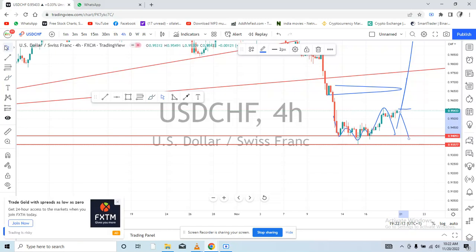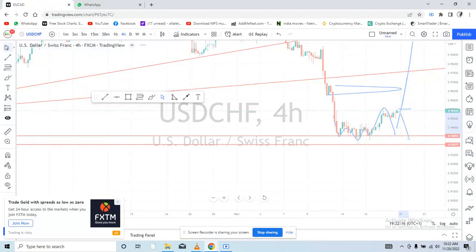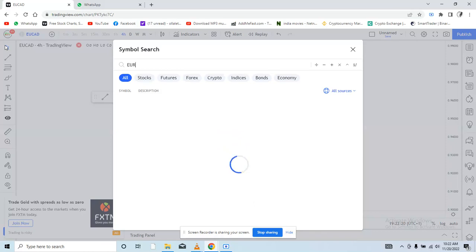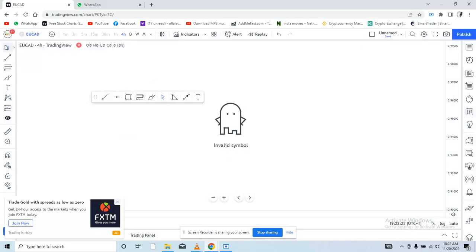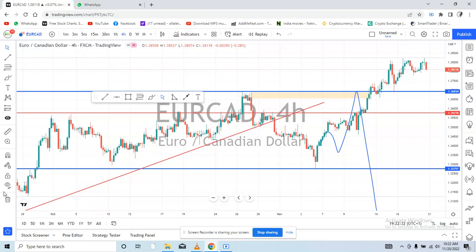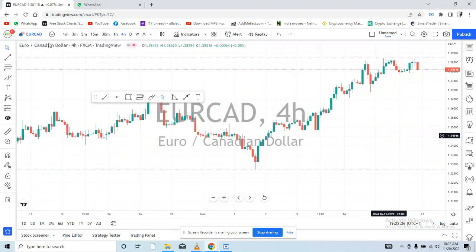To those people who trade Euro Cad, let's check Euro Cad. And I will still analyze gold as well. That will be the last pair. Now look at Euro Cad. From my point of view, the direction is clean and clear from here. I've done this setup most of the time. You can see now, this is on the 4 hour time frame.